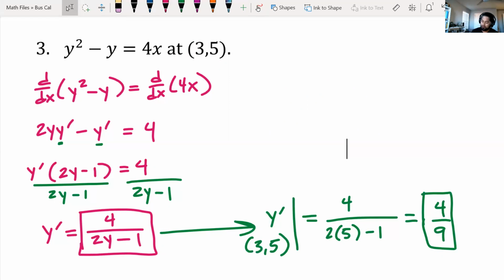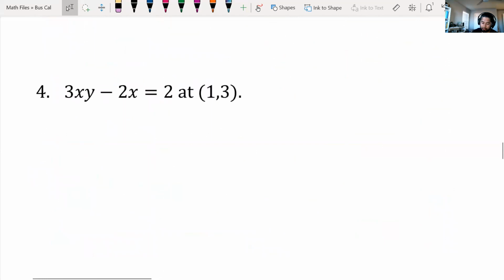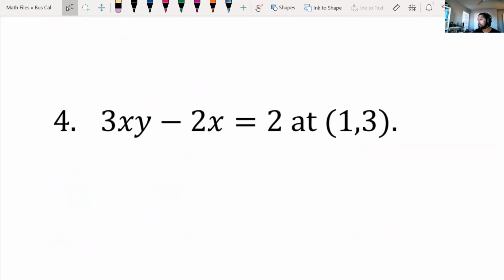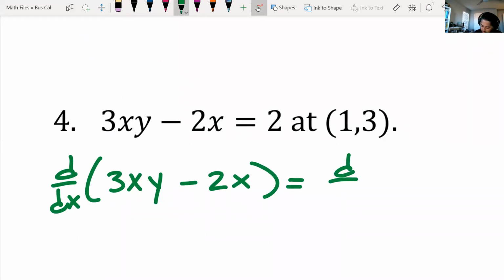Okay, let's keep moving then. All right, number 4: 3xy minus 2x equal to 2. So let's go ahead and take the implicit derivative with respect to x on both sides.